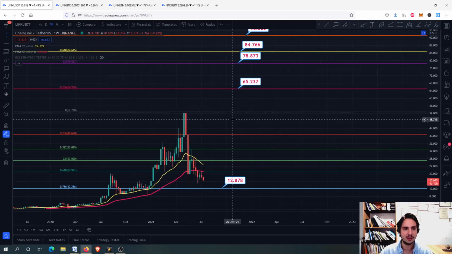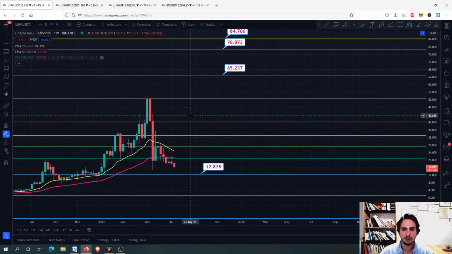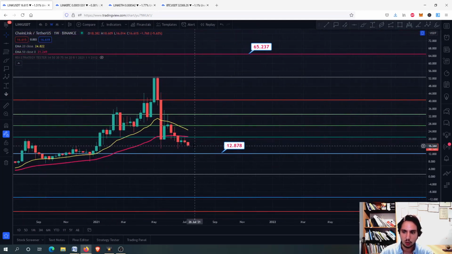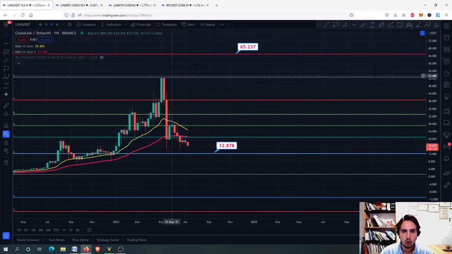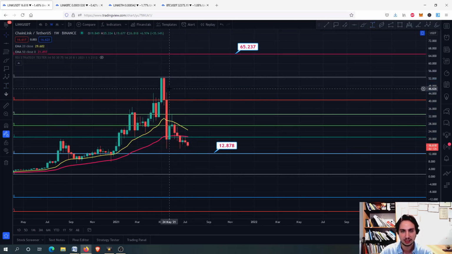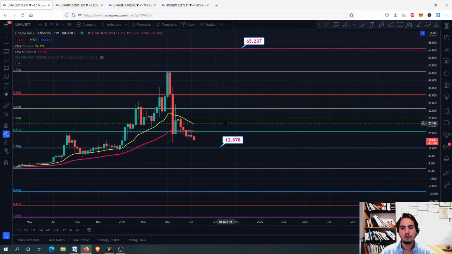Let's go now to the weekly. Link USDT on the weekly frame to see possible price targets. And as you can see here, guys, we almost went to 16 Tether USD for Chainlink. That's so much further down from our all-time high. You can see here, guys, almost 70% down on the weekly frame in just a few weeks, not even 2 months. So a huge correction here for Chainlink, and we might be going further down.